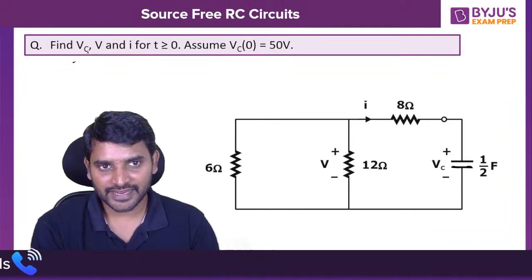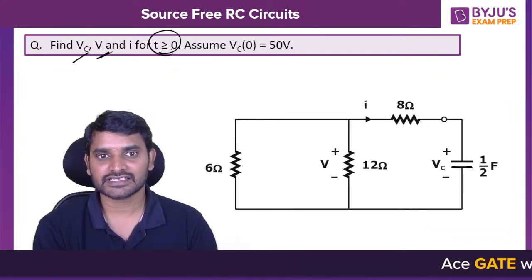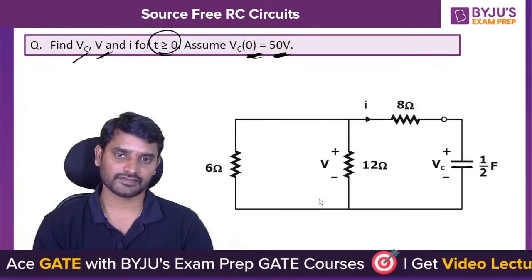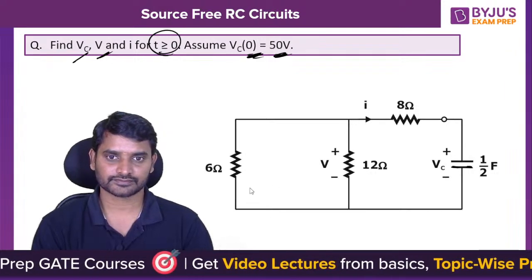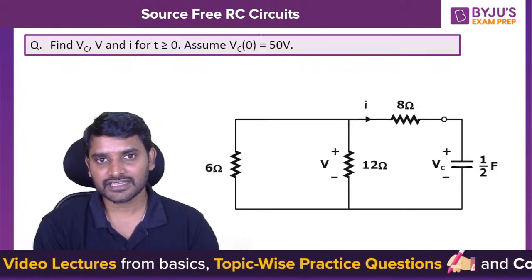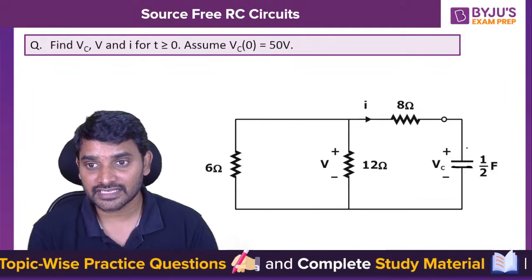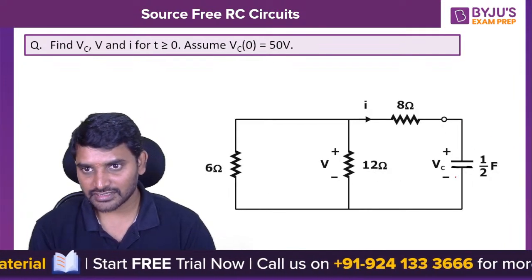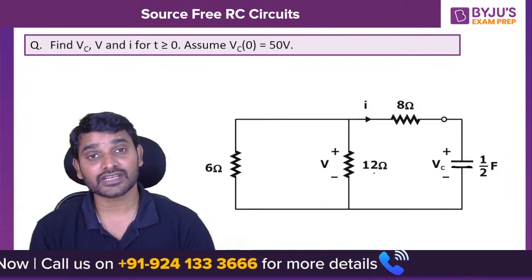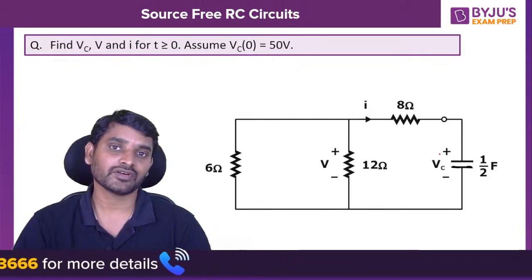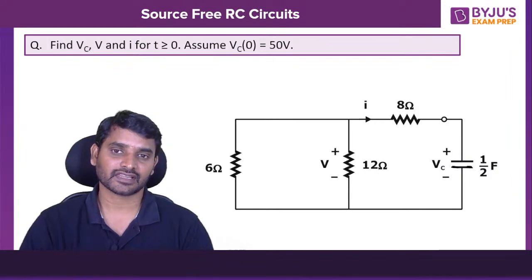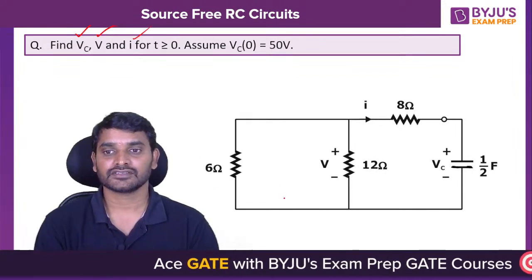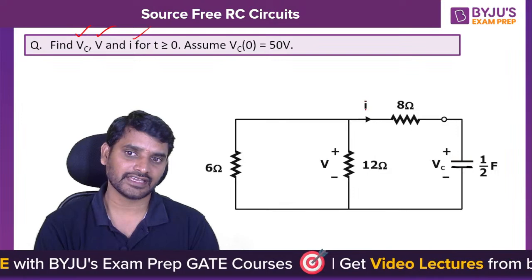So look at this question: find Vc, V and I for t greater than 0, if Vc of 0 is equal to 50 volts. That means the initial voltage across the capacitor is given. So the capacitor is already charged and connected to the network. Now the capacitor is going to discharge the energy which is stored in it. While it is discharging, he is asking to calculate Vc, V and I. Where is Vc? Vc is here. Where is V? V is here and I is here.